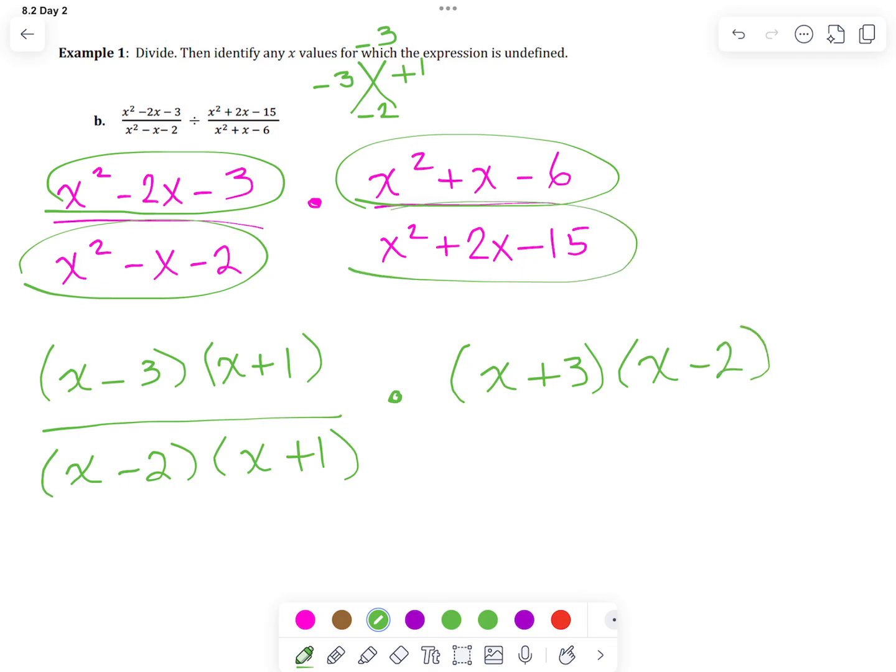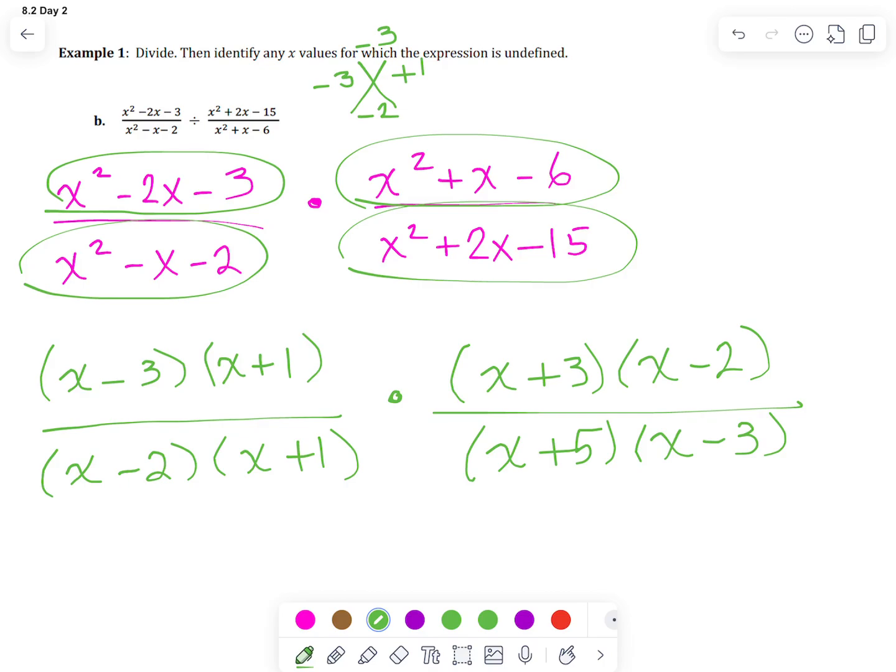And then our last one, what are the factors of -15 that add to +2? +5, -3. All right, so all of our quadratic trinomials are now factored, and we're going to go ahead and cancel. But I'm going to first go ahead and see if I can find all my domain restrictions, things that would make x undefined.